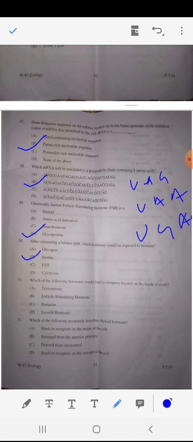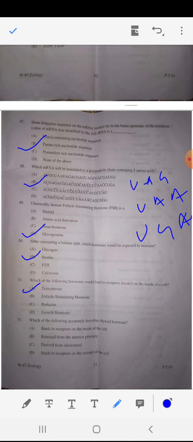Then 51. Which of the following hormones would bind to receptors located on the inside of a cell? Here the correct answer is option A, that is testosterone. Testosterone is a steroid hormone, so its receptor is found inside the cell because this hormone can cross the plasma membrane.